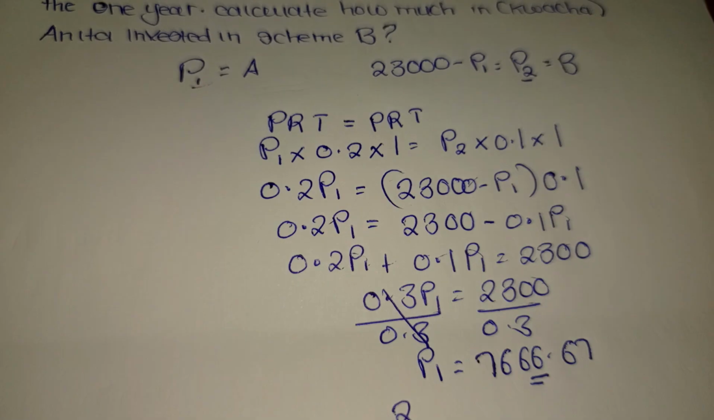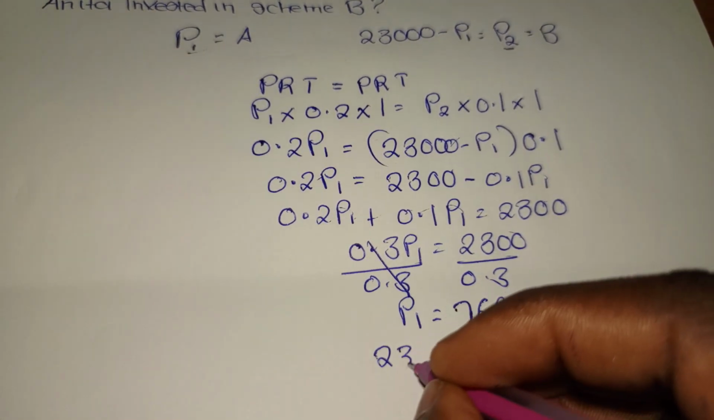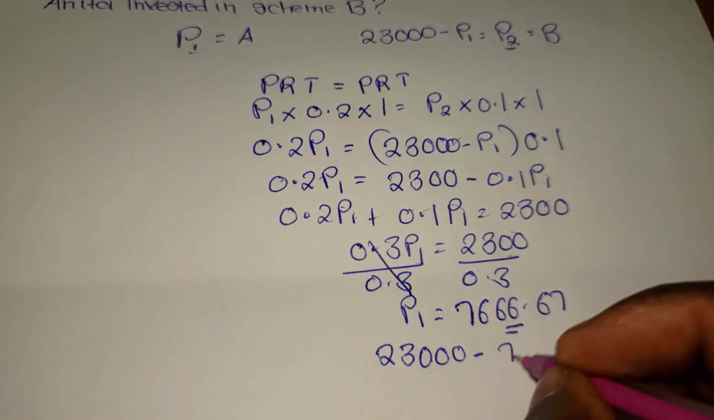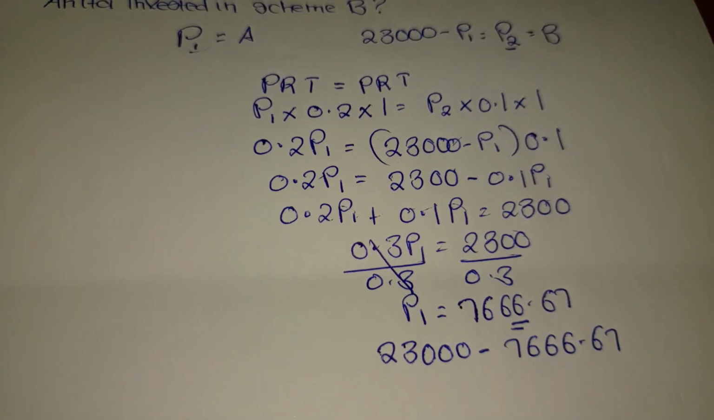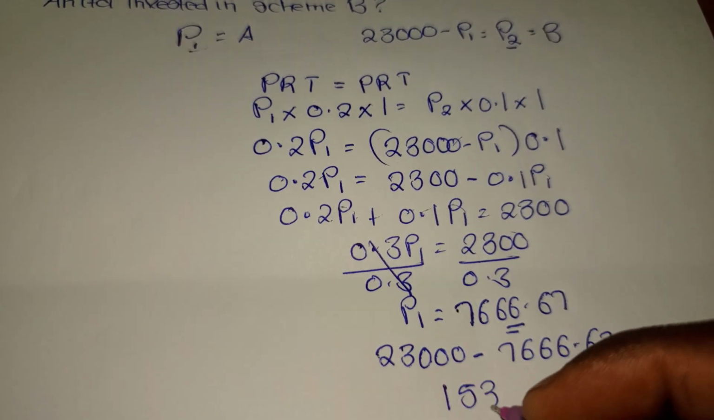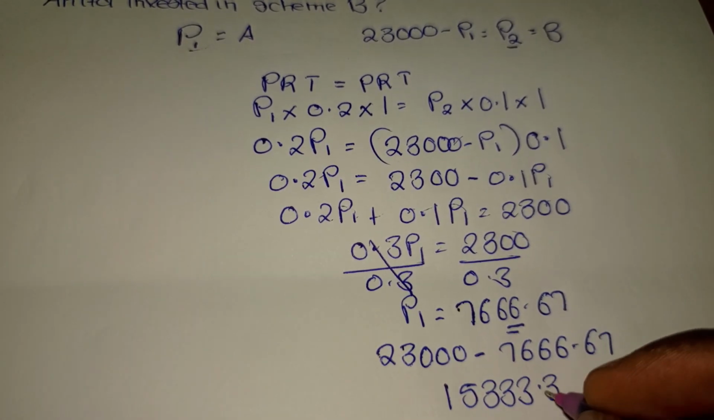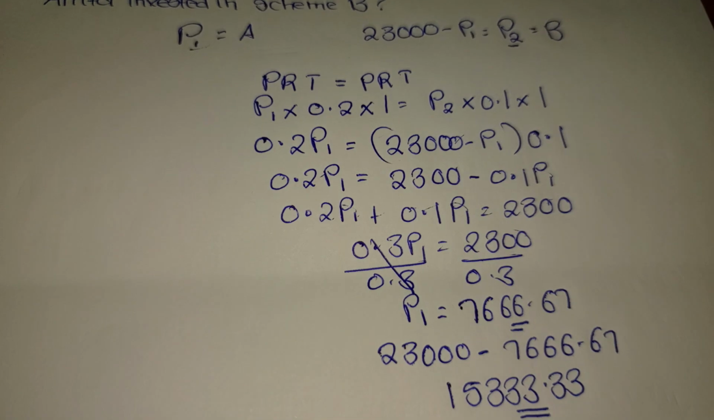So we'll say 23,000 minus 7,666.67, where when you subtract 23,000 minus 7,666.67, you will get 15,333.33. So this is the amount that was invested in scheme B.